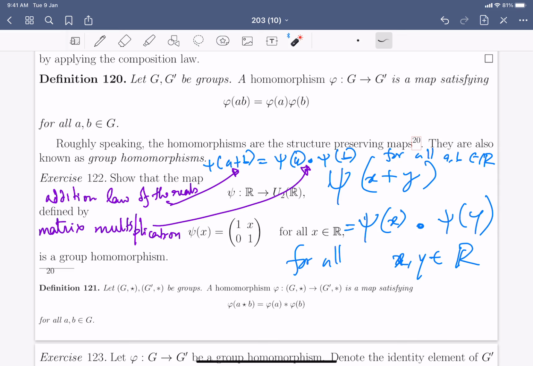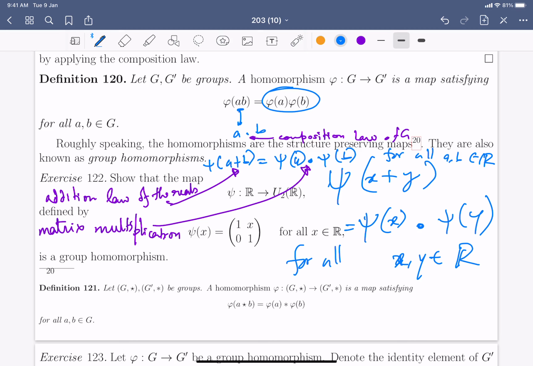For example, when you write A and B next to each other, that means that we are composing A and B. So here A and B come from G. So here this AB denotes A times B, where this dot is the composition law of G.